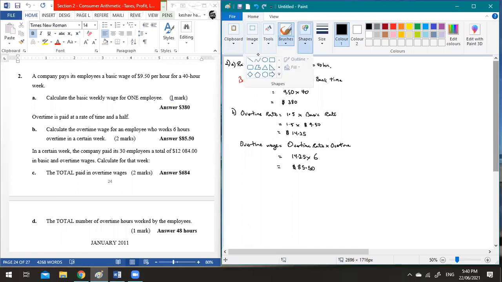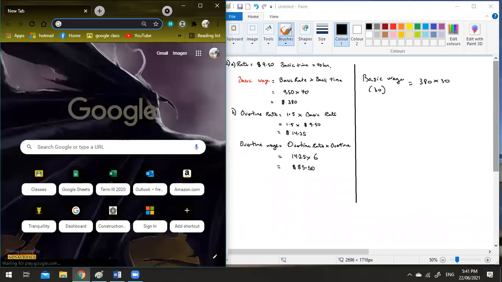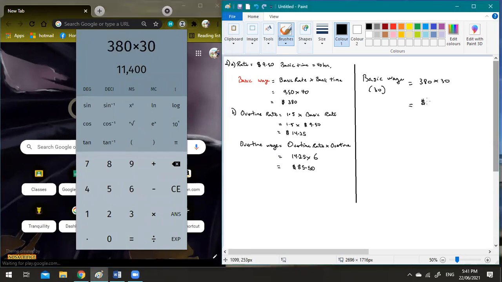Now, let's work this parallelly. So the basic wage for 30 staff members will be the basic rate, which is 380, by the 30 people. Right? So 380 multiplied by the 30 workers, which is $11,400.